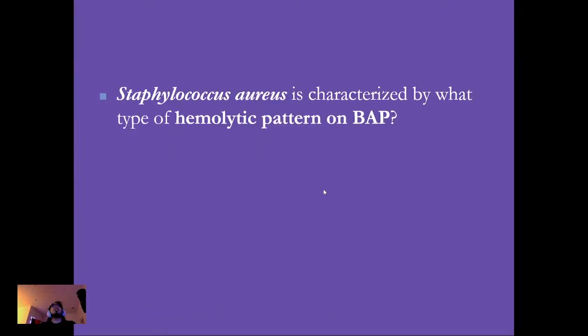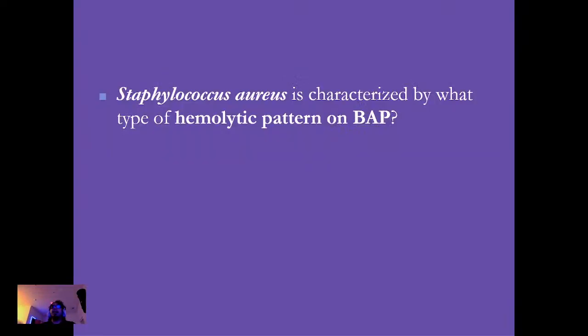Alright. So, let's move on to the next slide, which is, what were we discussing with this one? I think this has something to do with Staph aureus. Oh, yeah. Okay. So, Staph aureus is characterized by what type of hemolytic pattern on blood agar plates? This is beta hemolysis. This organism demonstrates beta hemolysis on blood agar plates.